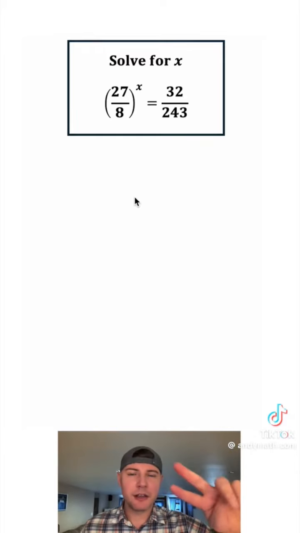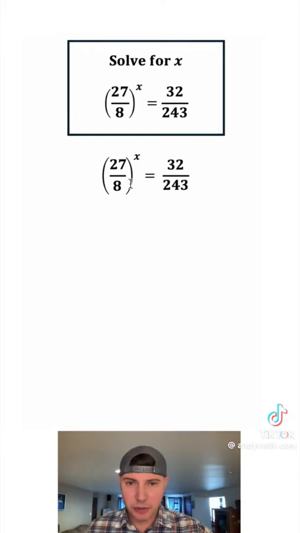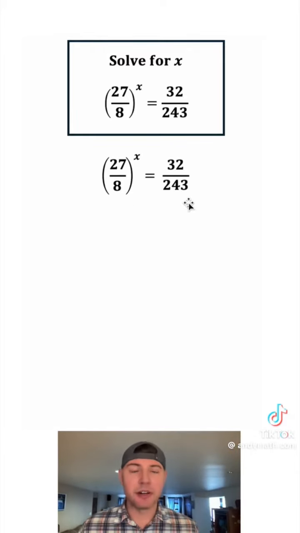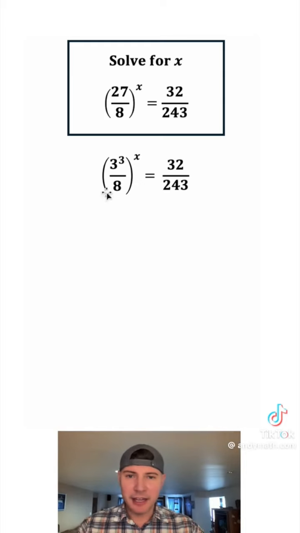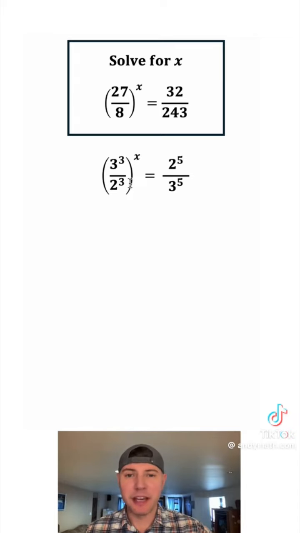Solve it in 3, 2, 1. First, let's rewrite each of these numbers in terms of their primes. 27 is the same thing as 3 cubed, and 8 is the same thing as 2 cubed. 32 is the same thing as 2 to the 5th power, and 243 is the same thing as 3 to the 5th power. Since these bases are different but the exponents match, and same thing on this side, we can use these notes here.